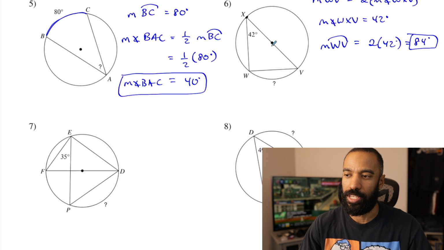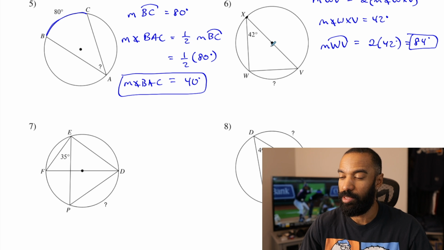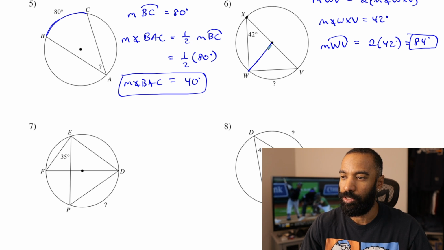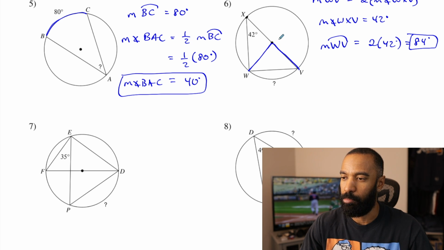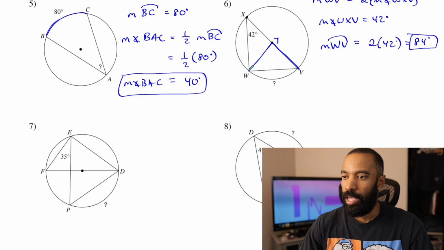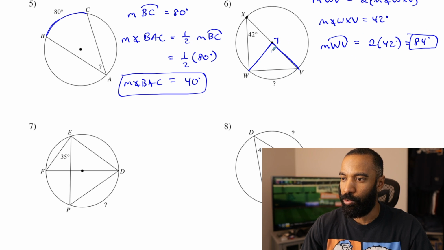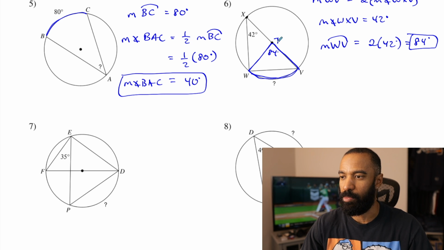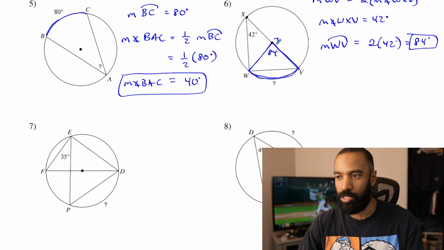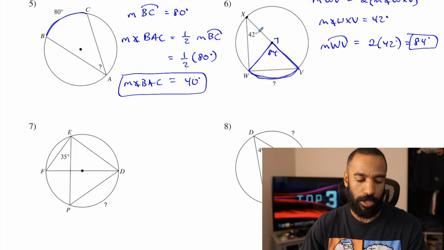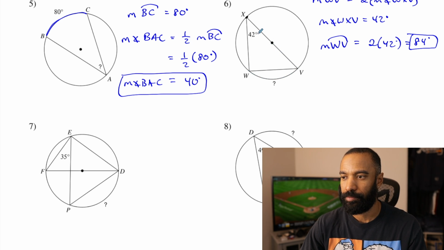And remember, if we had a central angle, actually, let me bring this about right now. If I had a central angle here, and if this had a point, let's call it T, measure of angle WTV would be exactly 84 degrees right there, because its intercepted arc is equal to its measure. So central angles are equal to their intercepted arc. Inscribed angles are equal to half of that.